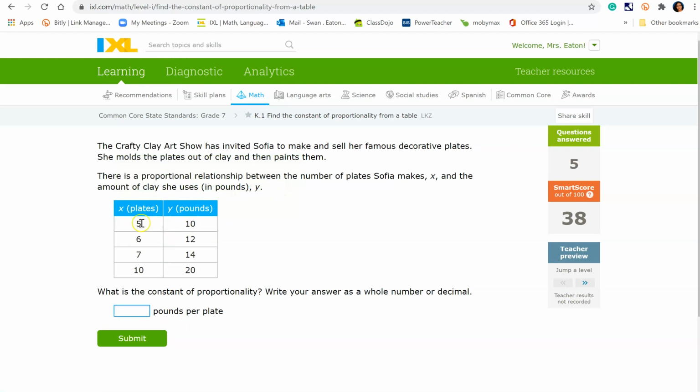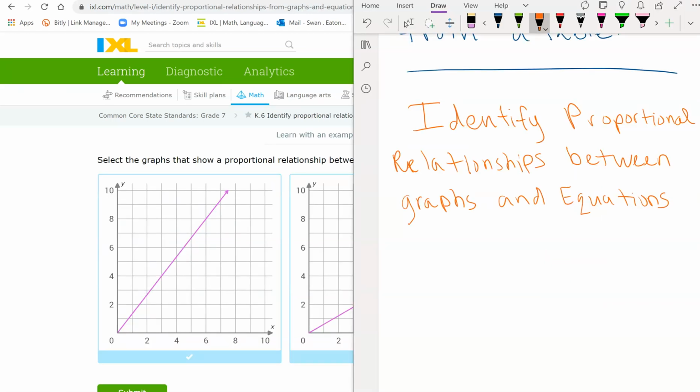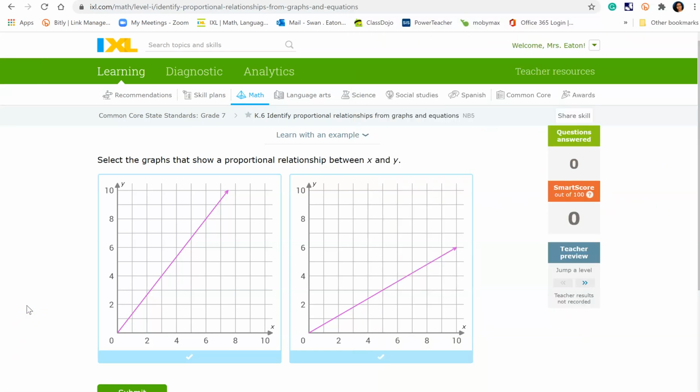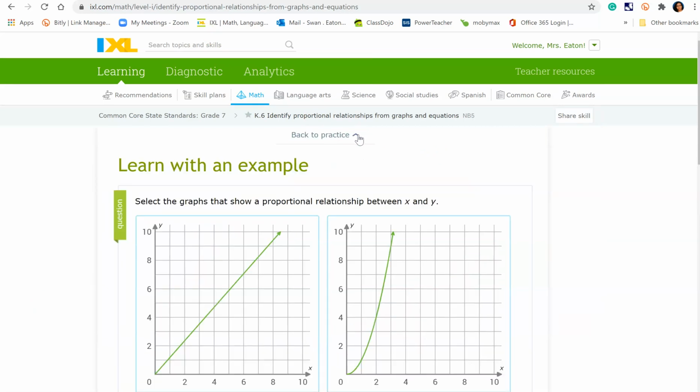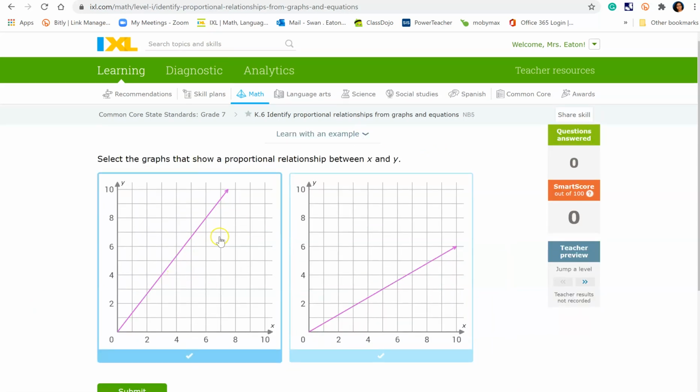And here's 10 over 5. And so as you can see, it's going to be pretty easy for some of you, but make sure your number gets to 85. Okay, this one is your 4th IXL assignment, and it is identify proportional relationships between graphs and equations. So this is how we do this one. Remember, SMART score needs to be 85. If you need to look at an example, you can expand this to see if you need further clarification.